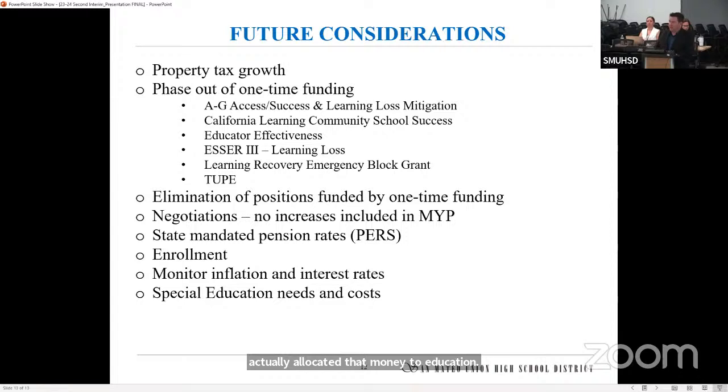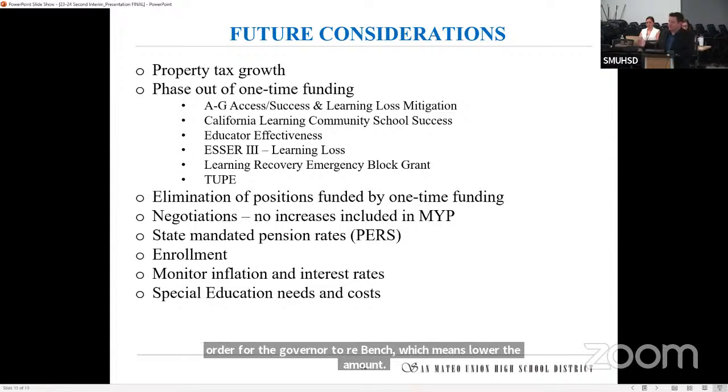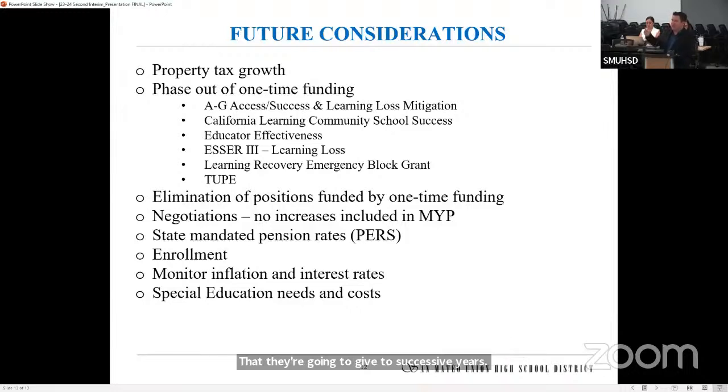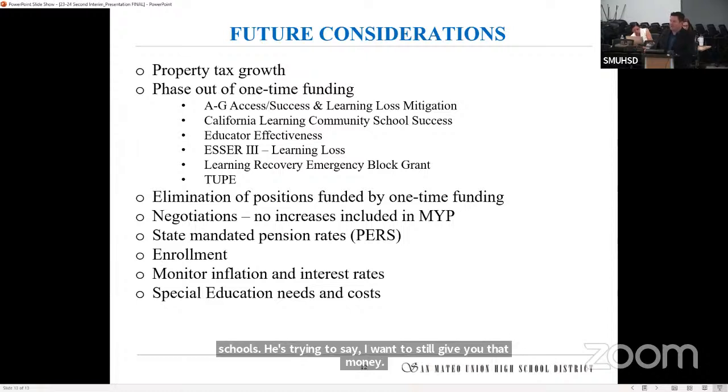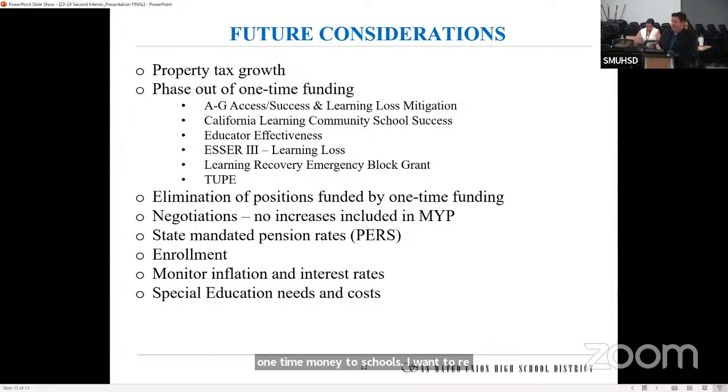And so in order for the governor to rebench, which means lower the amount that they're going to give to successive years, basically you have to give more money to schools every year, just generally. Right. Well, unless you rebench it. Now, the legal problem comes in. Rebenching it really means that you take money from schools. So what he's trying to do is be nice to schools. He's trying to say, I want to still give you that money, but then I want to rebench, because he's given a lot of one-time money to schools. I want to rebench it back, but not actually take the money back.